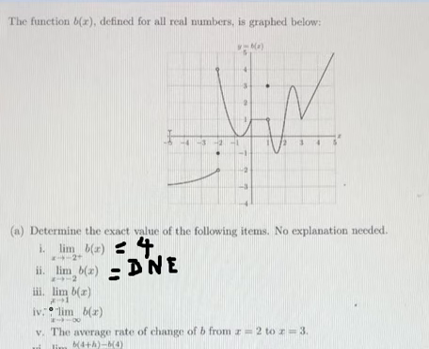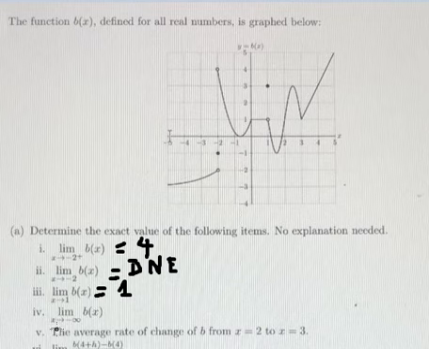The next one, x approaches 1. So here is about number 1. On the left, we have 1. On the right, we still have 1. So the value of this one equals 1.